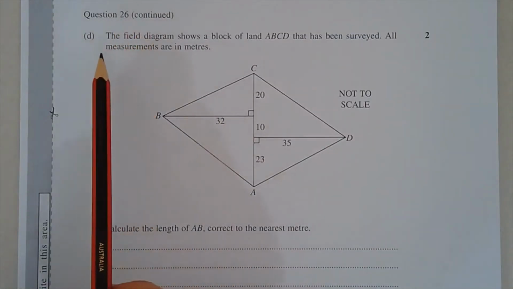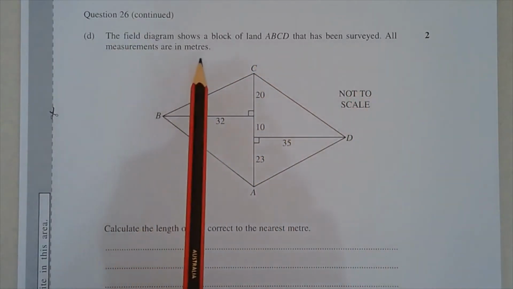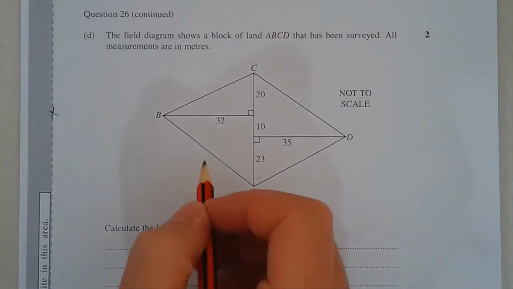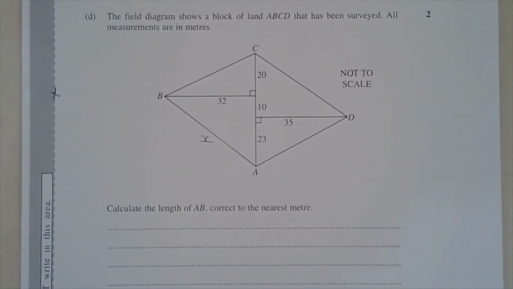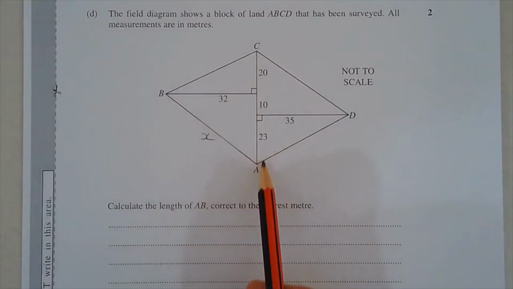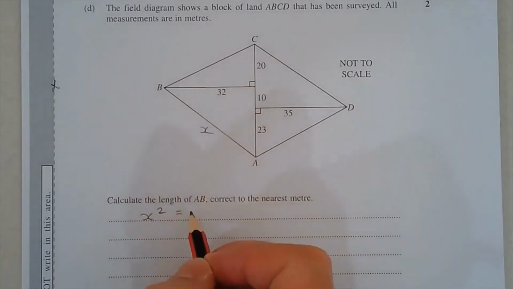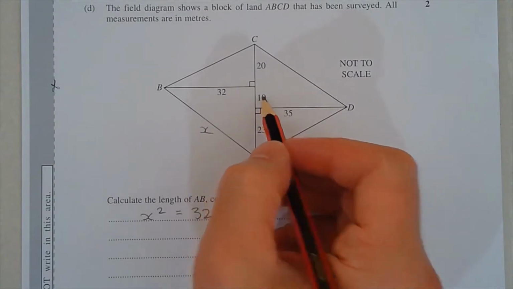Question 26d. The field diagram shows a block of land ABCD that has been surveyed. All measurements are in meters. Calculate the length of AB, correct to the nearest meter. So let's identify interval AB. So that's this interval there, and I'm just going to write a pronumeral there next to it. So let's make our calculations a little bit easier. Now, hopefully we could notice that this side AB, or side x, is the hypotenuse of a right angled triangle. So x squared is equal to 32 squared plus 23 plus 10 all squared.